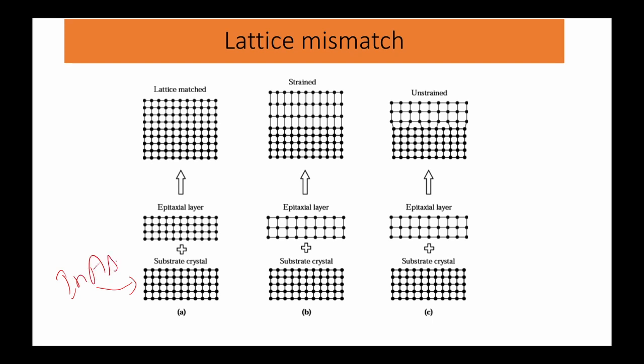Okay, so indium arsenide, and let us say we are growing gallium arsenide. If the gallium arsenide and indium arsenide have the same lattice parameters, let us suppose they are not the same, but let us suppose they are the same. The lattice parameter A is the same for both. Then there is no lattice mismatch between the layer that we want to grow and the substrate.